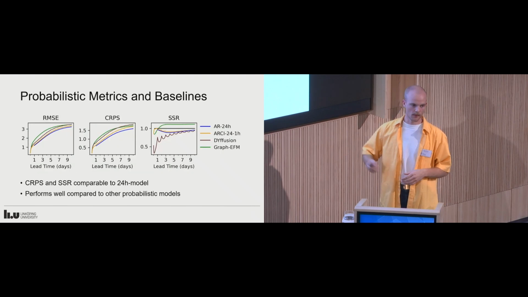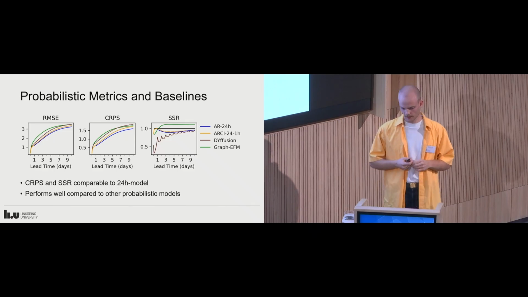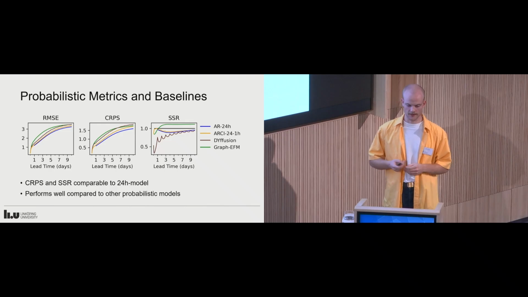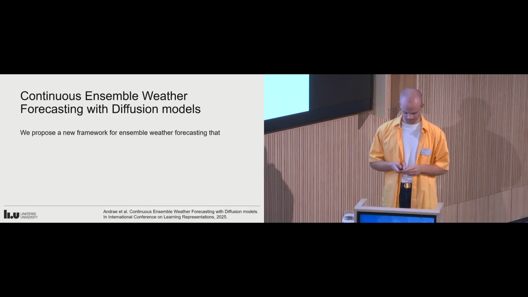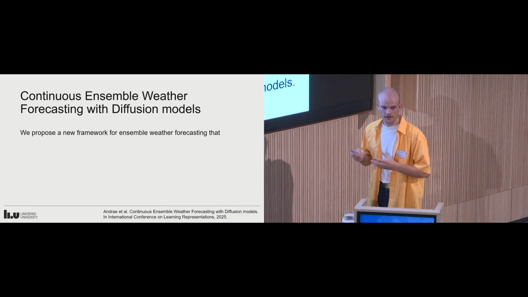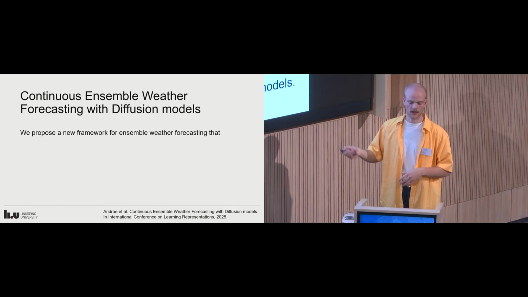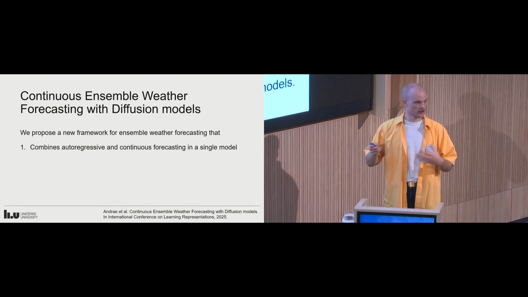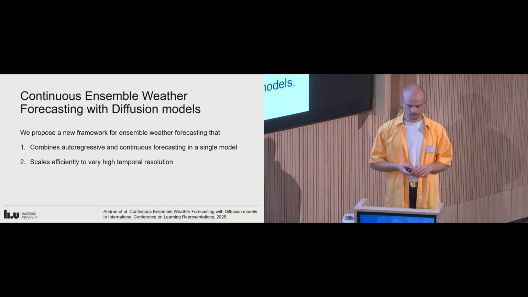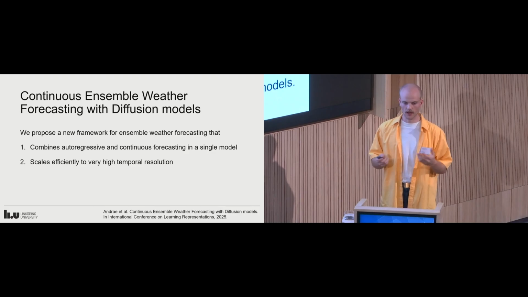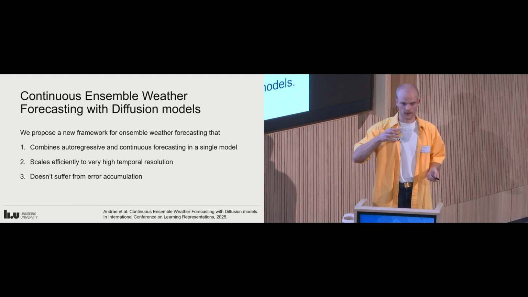And since this is a probabilistic model, I should also just bring up these probabilistic metrics and show that we are comparable in that sense also, and that we perform well compared to other probabilistic models. So to summarize this part of the talk, we propose a new framework for ensemble weather forecasting that combines autoregressive and continuous forecasting in a single model, scales very efficiently to high temporal resolution, and crucially doesn't suffer from this error accumulation.